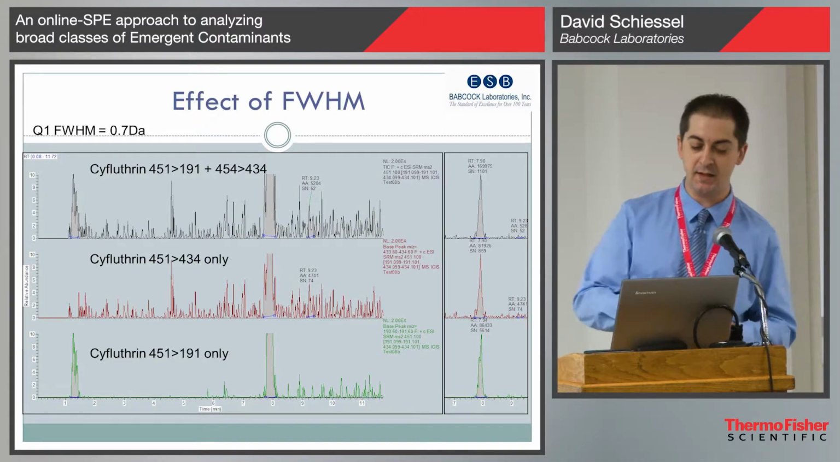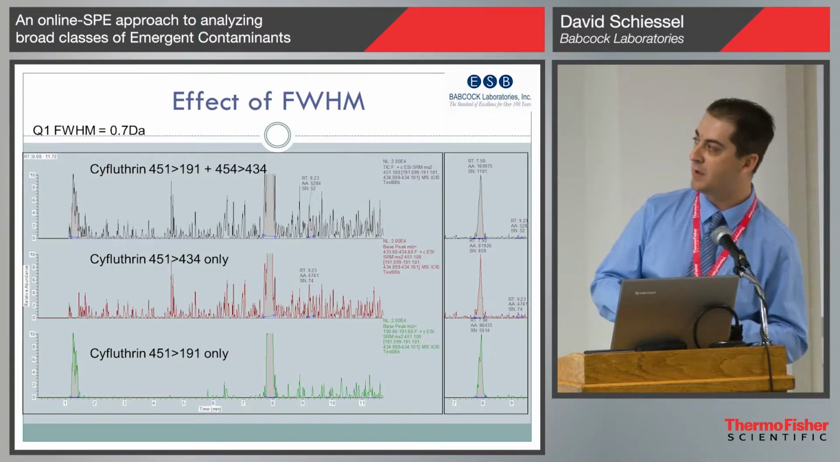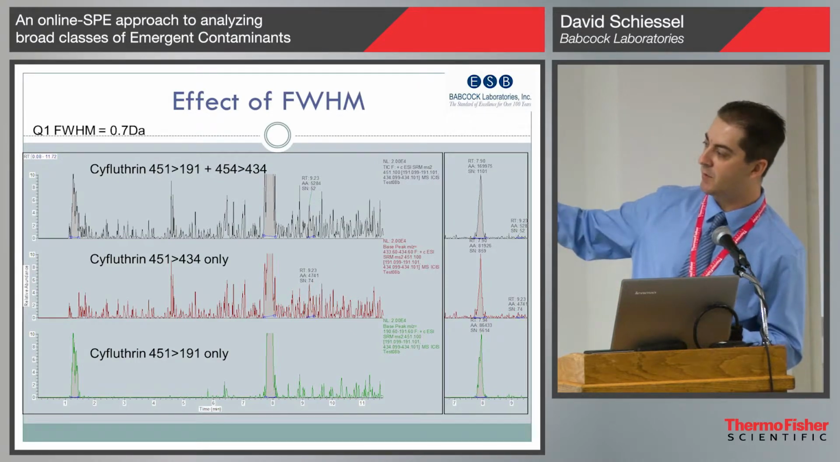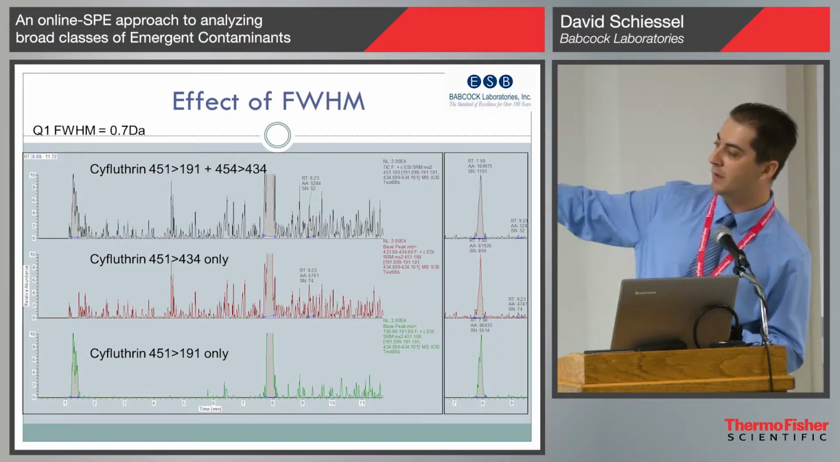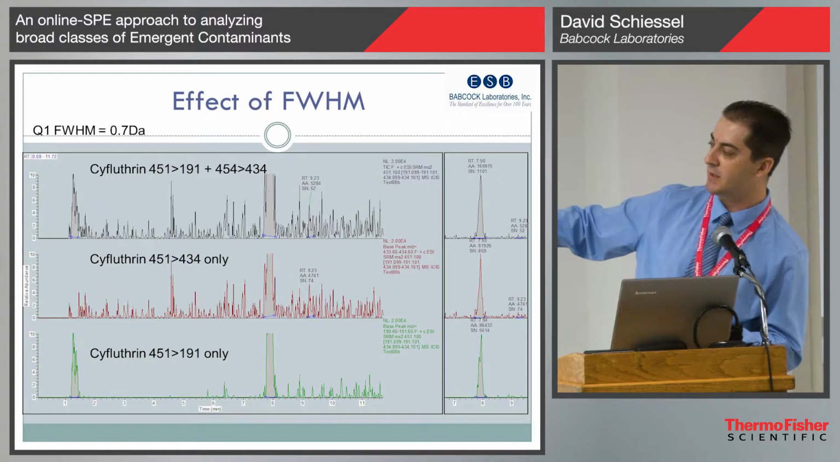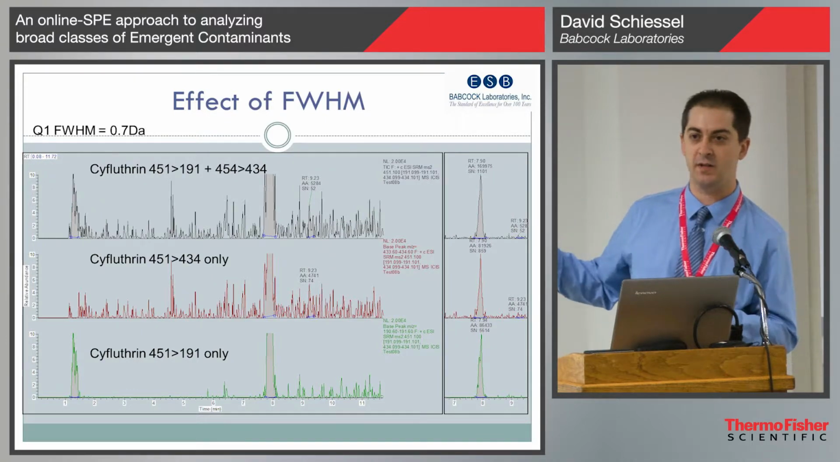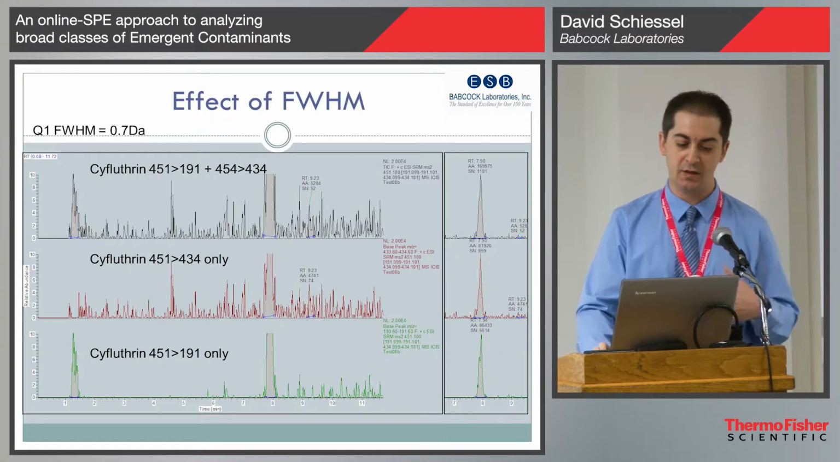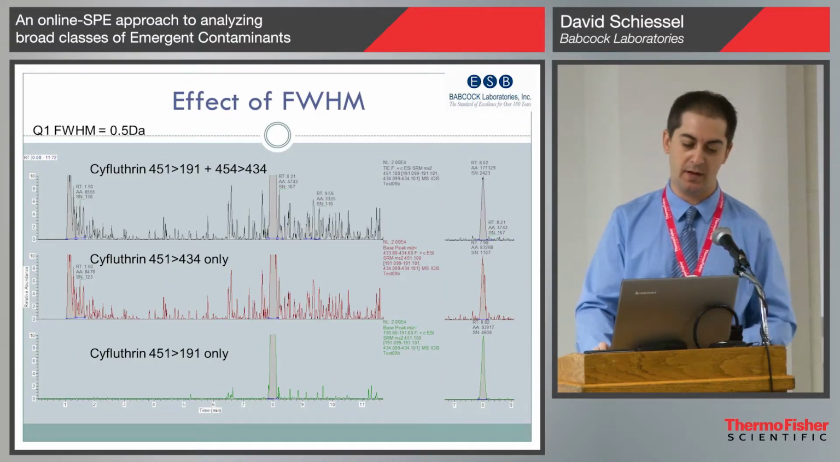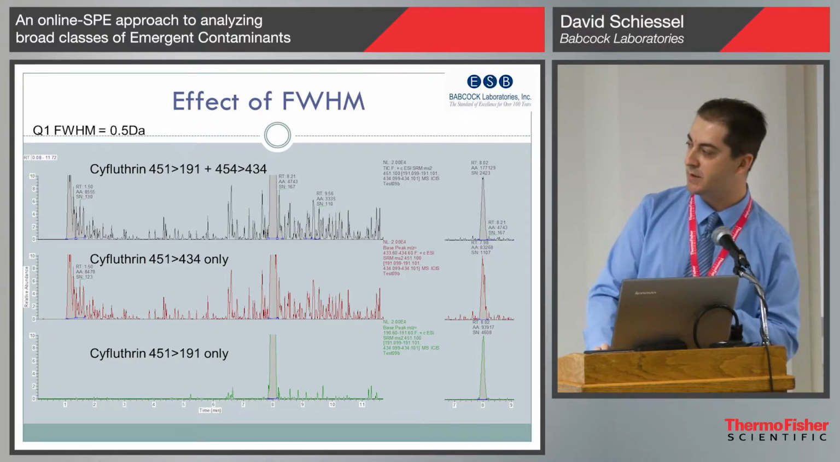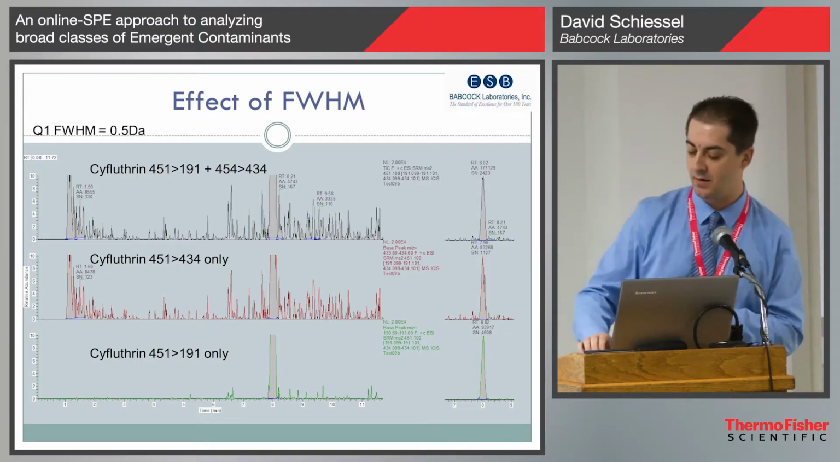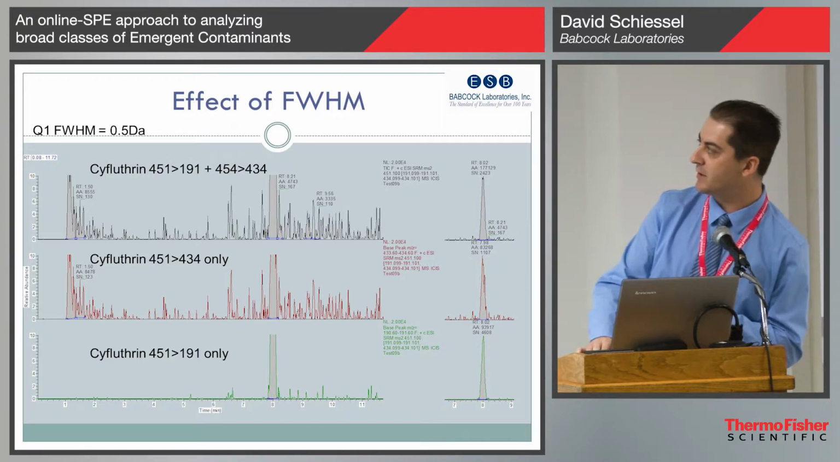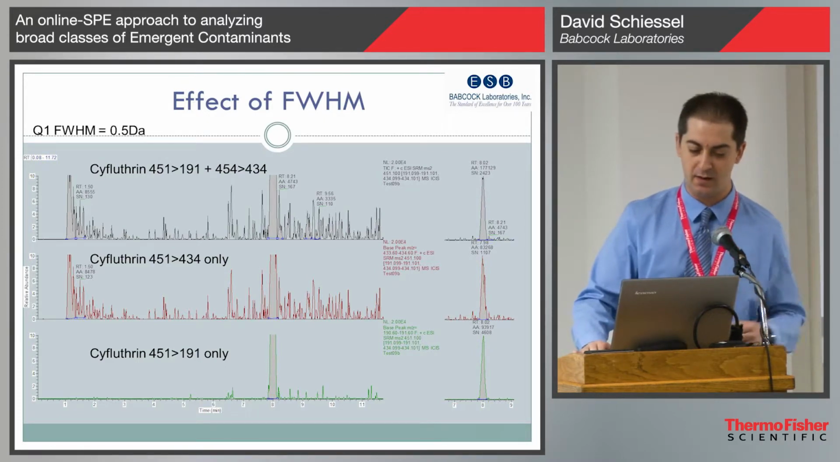However, this is a case of one of the pyrethroids, cyfluthrin. You can see two different transitions, one on the top and one on the bottom. The top is the total and the bottom two are just the single transitions, and you can see there's different noise coming from different transitions. As we lower that full width half maximum, you'll start to see the noise decrease. On the side here, I've shown the expanded peak without any smoothing, so you can get an idea of the full data.